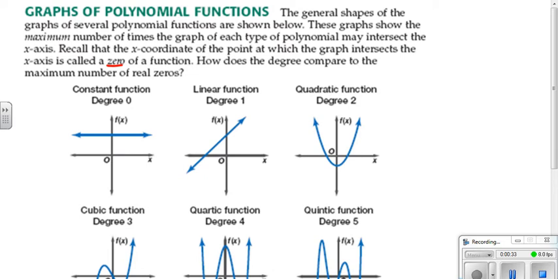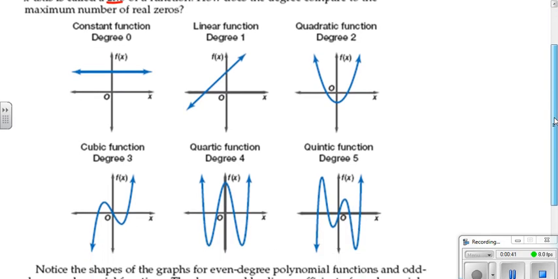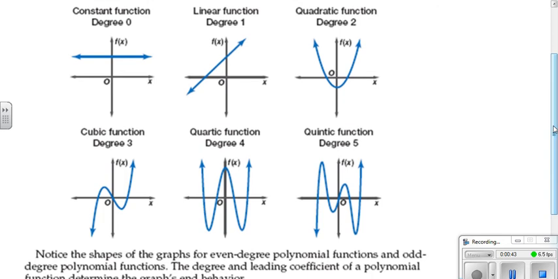And what we want to be looking for is how the degree compares to the maximum number of real zeros. Now, I'm going to take the liberty of assuming a couple things with our functions. In our constant function, which is degree 0, that would be something like y equals a constant, like y equals 2. That's what this looks like here to me, y equals 2. It's always just a straight line.